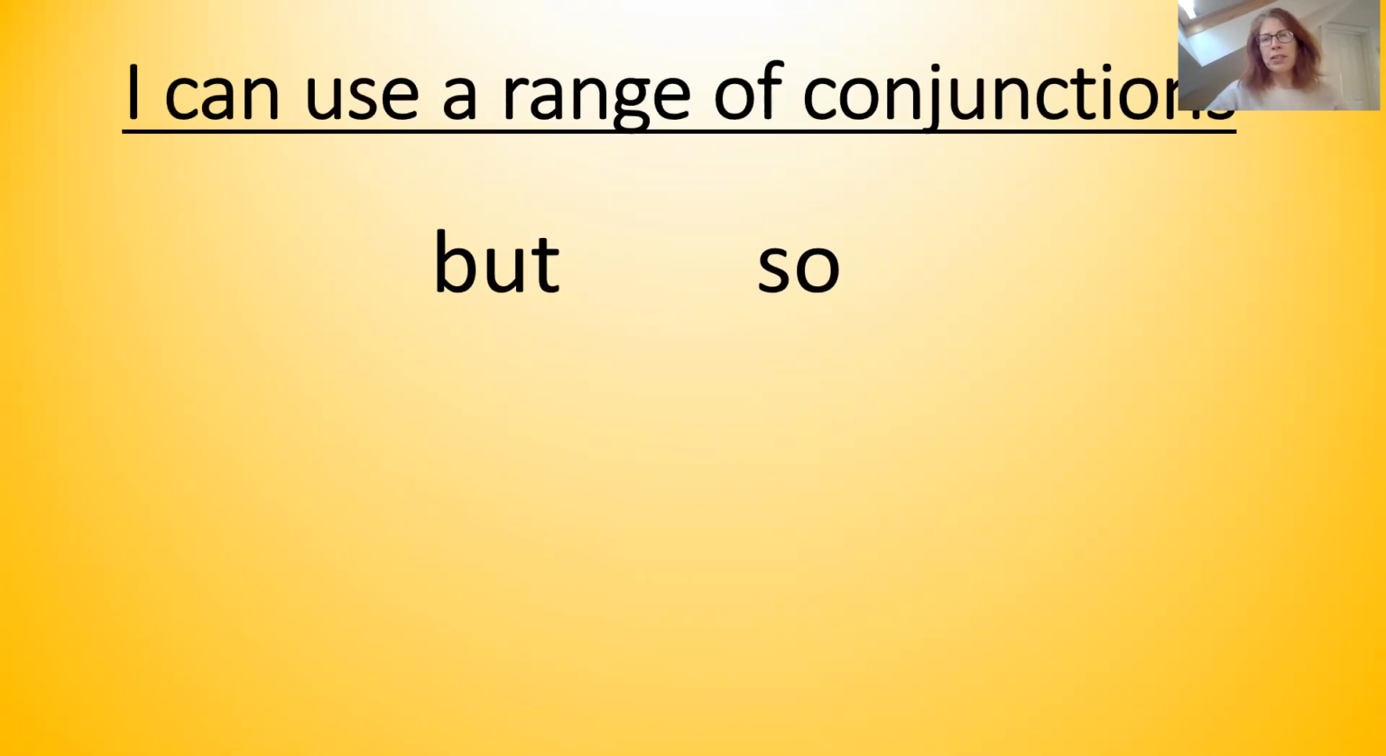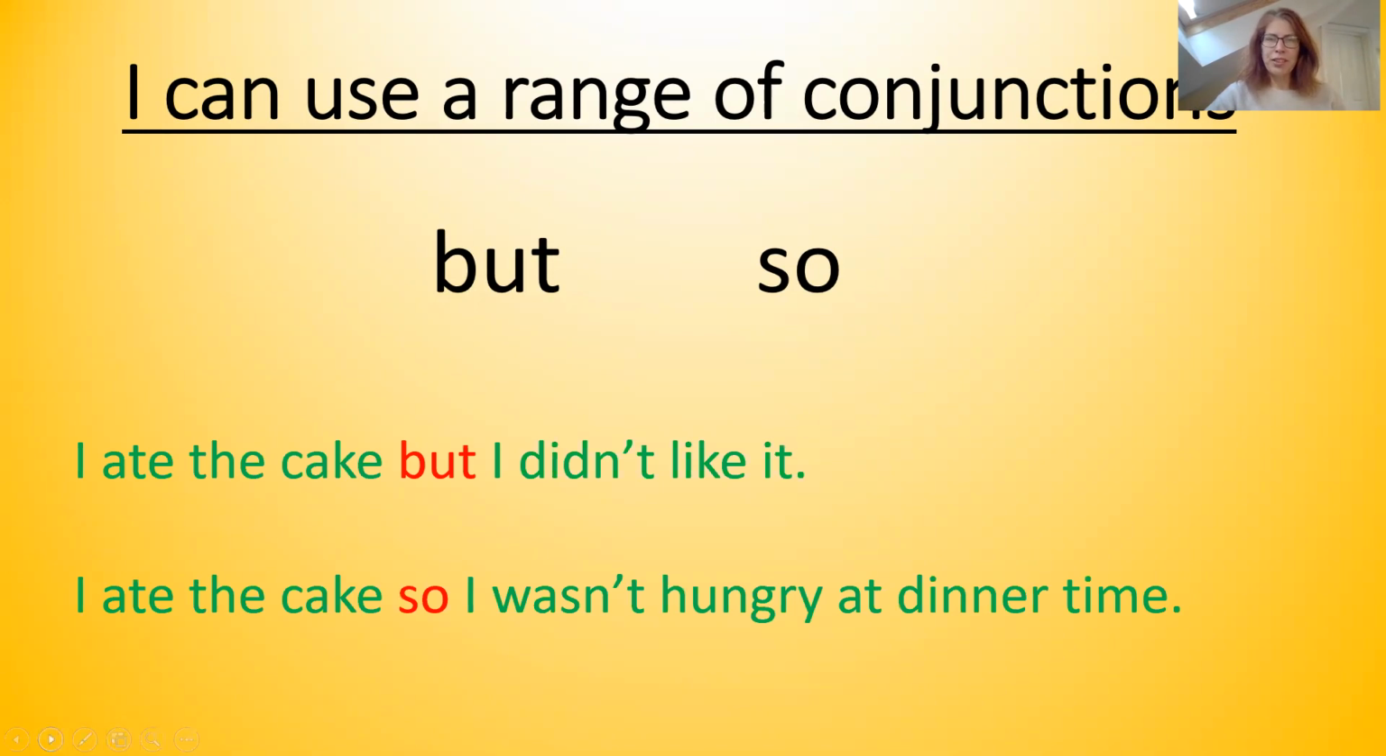So what's the purpose of a conjunction? Well, they are there to extend our sentences. They help us join clauses together. So a clause is a part of a sentence, and the conjunctions can join different clauses together. For example, I've used these two conjunctions in two different sentences. So I've got the first clause. The clauses are in green, the conjunctions are in red.